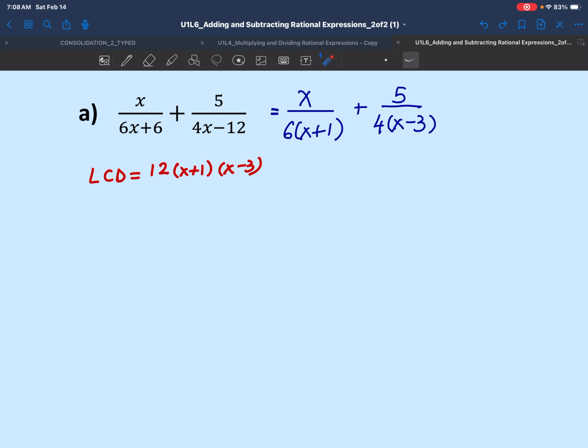So while we're at it, we are going to state restrictions. Remember that this will be the new denominator of our final expression, and this cannot be equal to 0 because if it becomes 0, the expression will be undefined or make no sense. So 12 is already numerical. We know the exact value of it, but x plus 1 and x minus 3 have a variable, an unknown number that can change. So we have to determine what values of this variable would make the factors equal to 0.